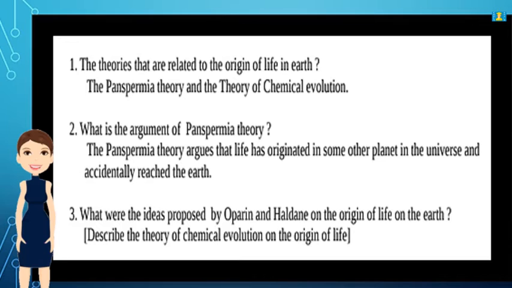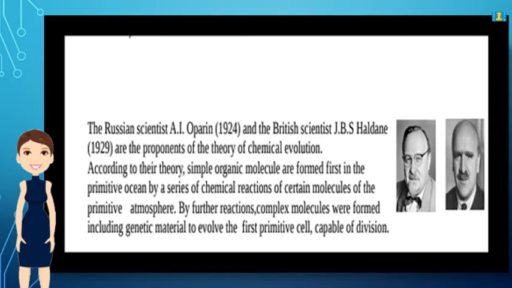What were the ideas proposed by Oparin and Haldane on the origin of life on the Earth? The Russian scientist A.I. Oparin and the British scientist J.B.S. Haldane are the proponents of the theory of chemical evolution. According to their theory, simple organic molecules were formed first in the primitive ocean by a series of chemical reactions of certain molecules of the primitive atmosphere. By further reactions, complex molecules were formed, including genetic material, to evolve the first primitive cell, capable of division.